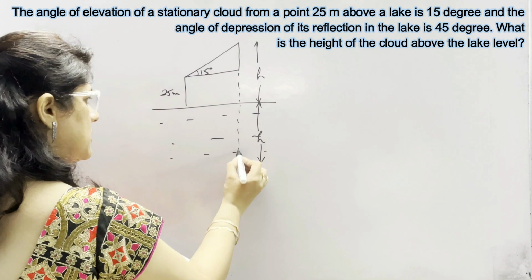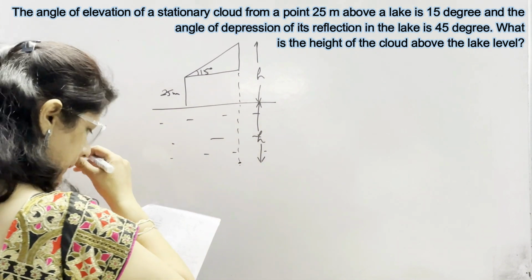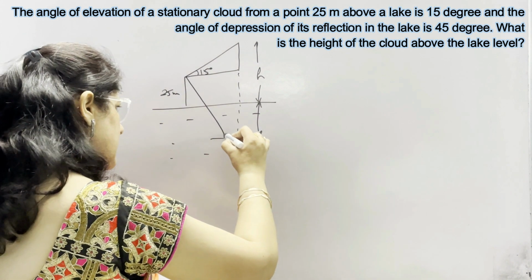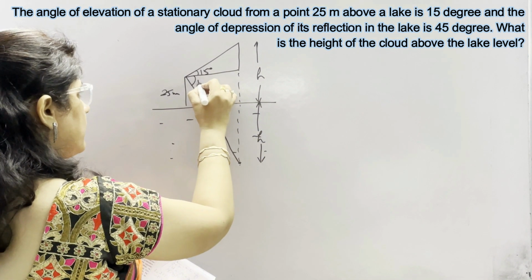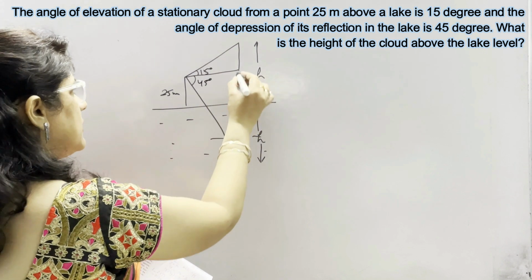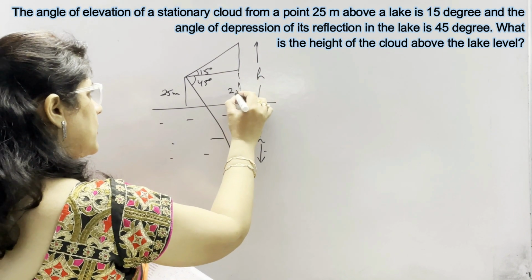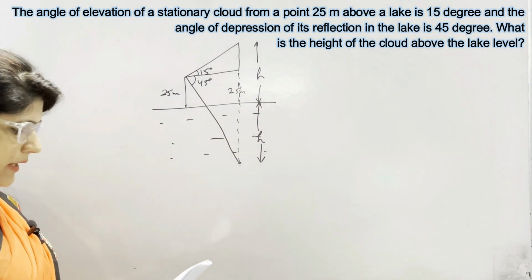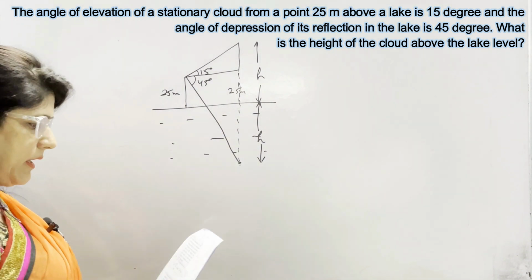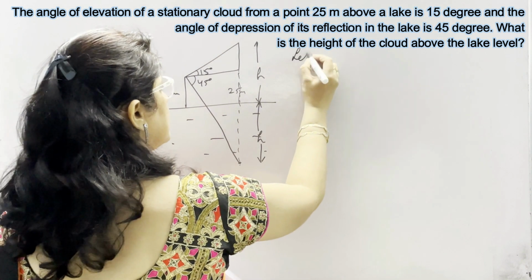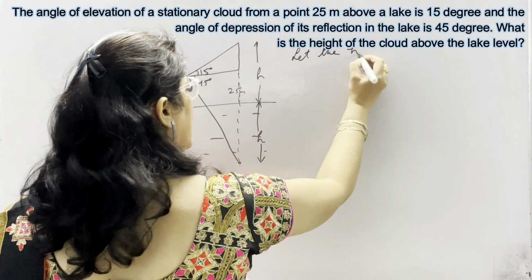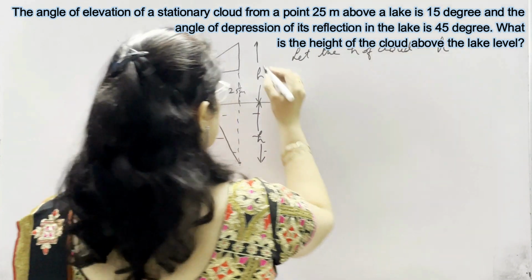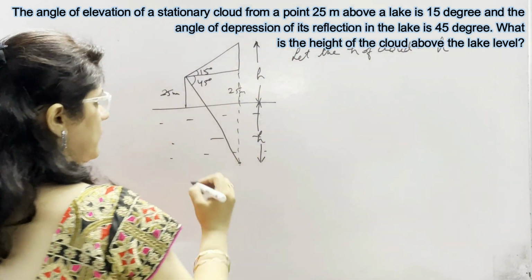So this point is lying here. Now the angle is given as 45 degrees. This angle is 45 degrees. This is 25 meters, same as on this side. What is the height of the cloud above the lake level? Let the height of the cloud above the lake level be h meters. We have taken here h.